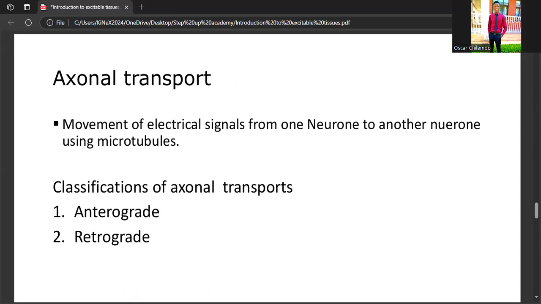Okay. So without wasting time, we are going to axonal transport. Axonal transport is about how a nerve transports material and signals from one nerve to another. The movement of signal from one neuron to another is usually done through microtubules. Okay, the microtubules are part of the cytoskeleton. We have the microfilaments, microtubules, and the intermediate filaments. But the microtubules are the ones that transmit the signal from one neuron to another. Then the classification depends. Okay, we have the anterograde and the retrograde.